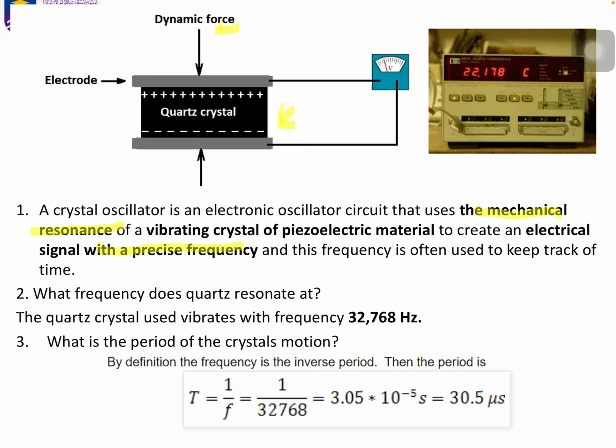So what frequency does quartz resonate at? The quartz crystal vibrates with a frequency of 32,768 Hz. Next, what is the period of the crystal motion? We know that the period equals 1 over frequency. So the period is 30.5 microseconds.